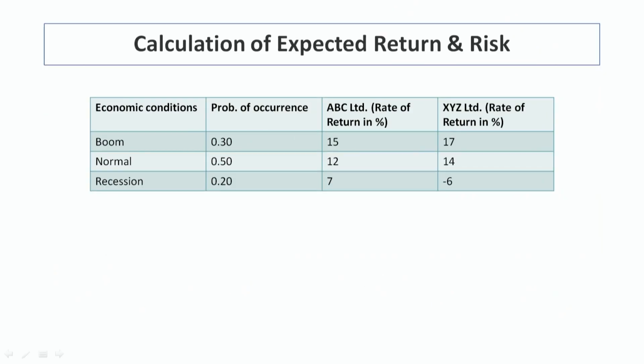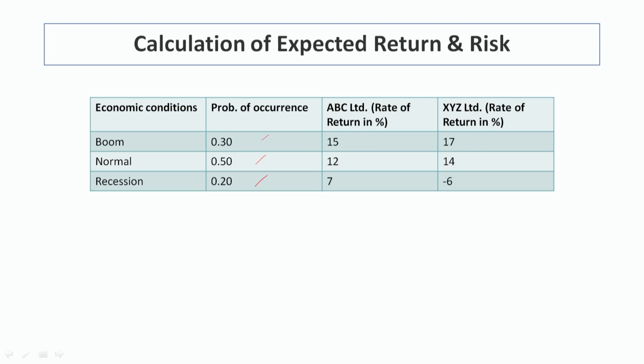Now, calculation of expected return and risk. In a general or normal situation this is not possible, because we have to assign certain probabilities. In this example, the probability of occurrence is provided by the person who framed the numerical. But in a real-life situation, we cannot assign the probabilities, and it becomes difficult for the investor to consider the scenarios and probabilities and then calculate the expected return.